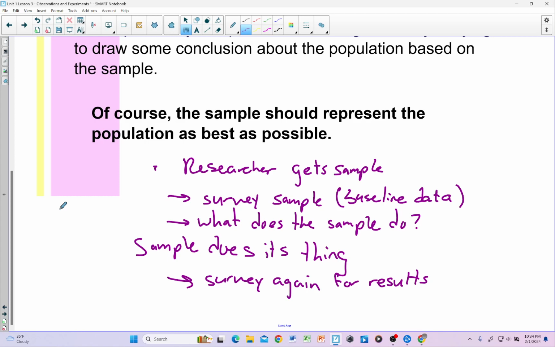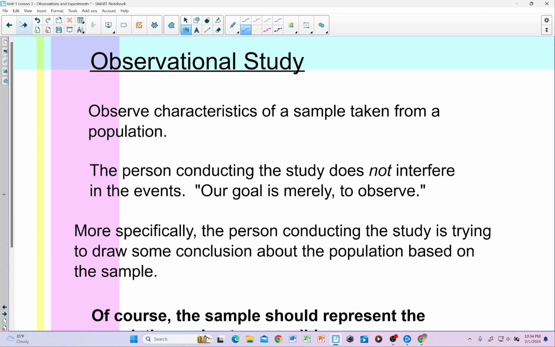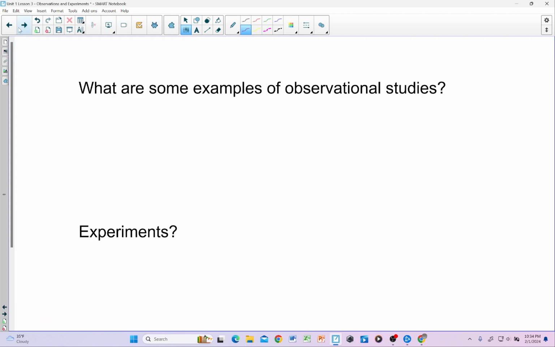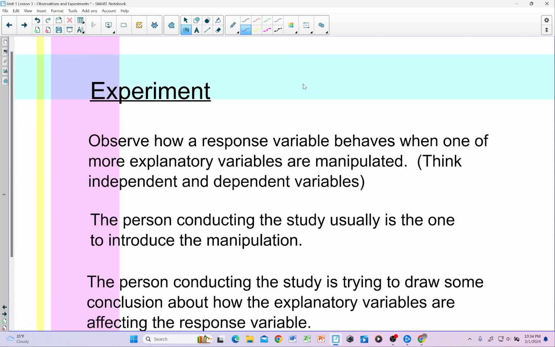There are lots of different ways to perform an observational study, but it all comes down to noticing and observing trends. Okay, so let's look at an experiment now. So the difference here, scroll back a bit. Experiment.